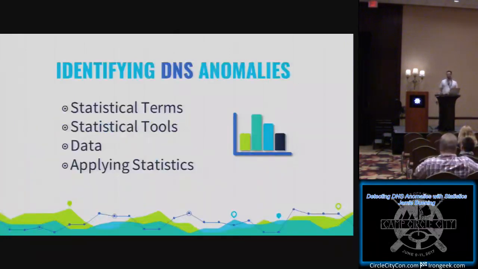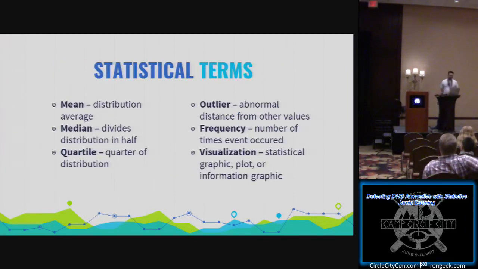So moving on to identifying anomalies, here are a couple of sections I'm going to break through as we look through this. So statistical terms, real briefly, pointing out a couple of them, talk about the tools that can be used to look at these, and then also look at this data set again, as I mentioned, and finally go through examples of applying these statistics.